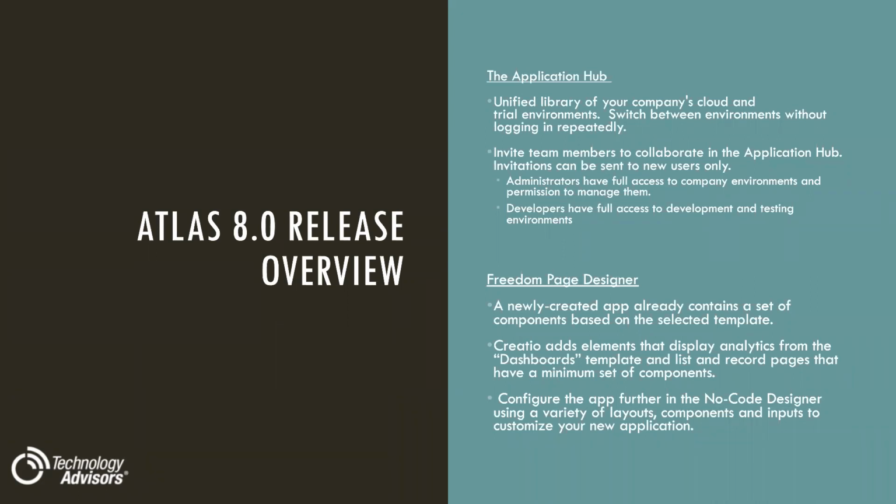When creating an application in the Application Hub, the Freedom Page Designer gives you the ability to completely customize your application. The new app that you create already contains a set of components based on the selected template styles, but you can configure the app further using a variety of layouts, components, and inputs to customize the application. You can create dashboards, lists, record pages that have a minimum set of components, and then configure that further in the no-code designer. So let's move over to Creatio 8.0 and take a look at these new features.